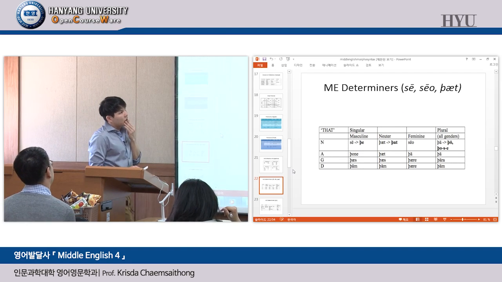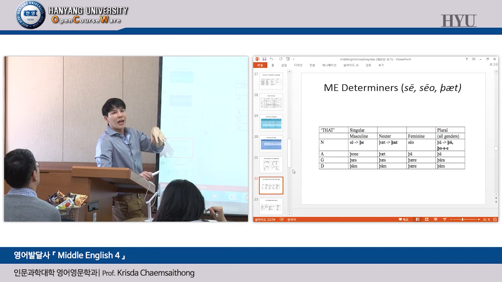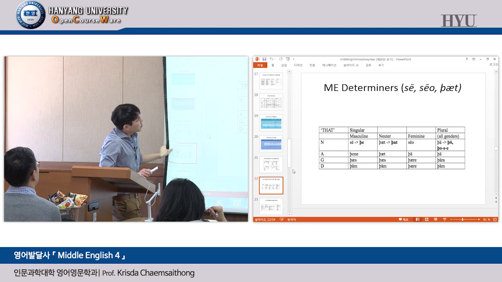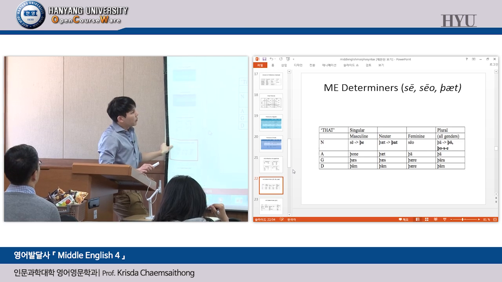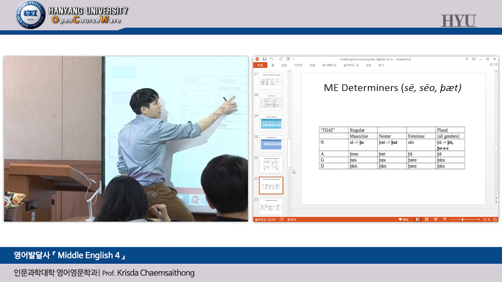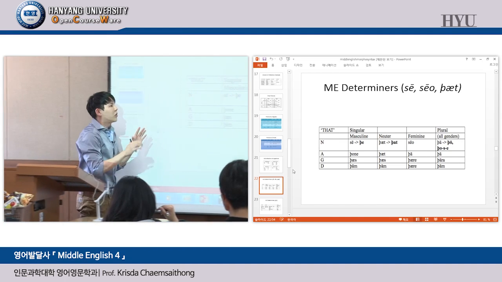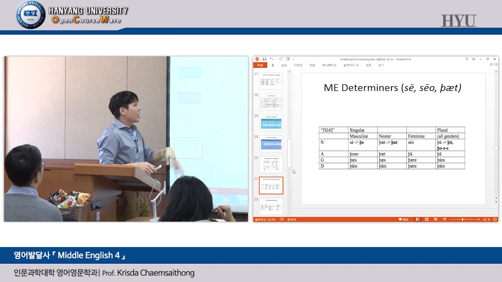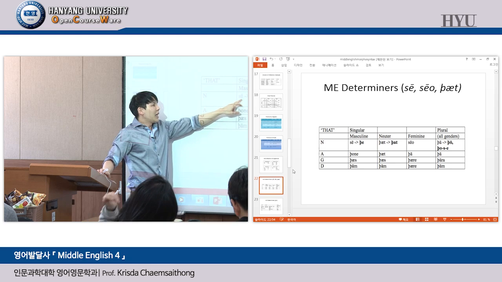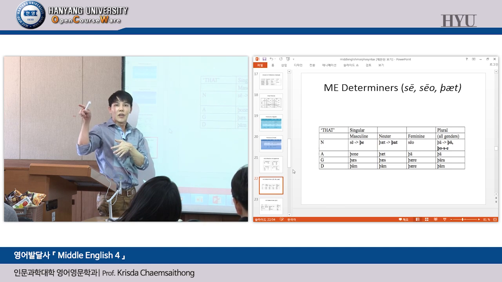Next one is determiners. Remember, in Old English, you have a lot of forms, say, seo, that, tone, tam, and so on. However, in Middle English, you see that I bolded some forms here. So this one is bolded, this one is bolded, and that one is bolded. Meaning that those are the things that survive. So say didn't survive. It became te, which later on became the.